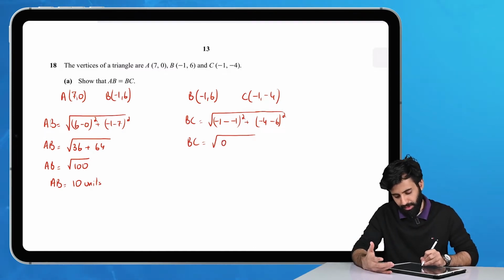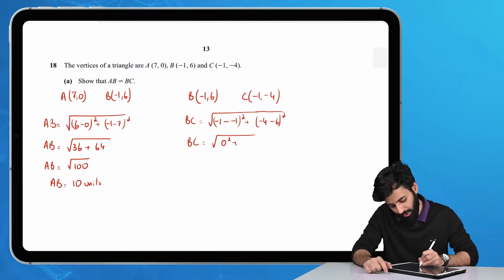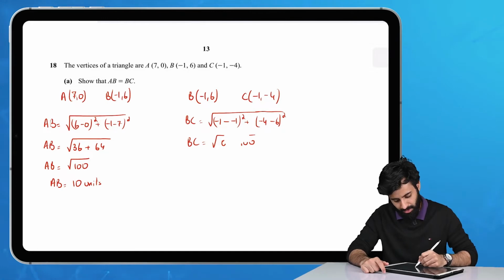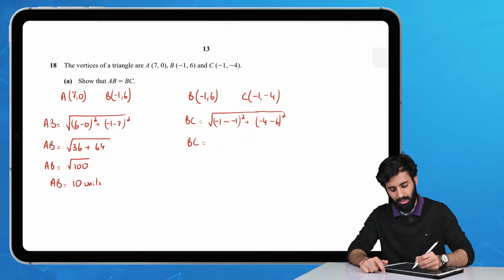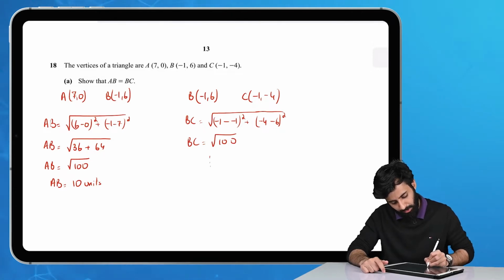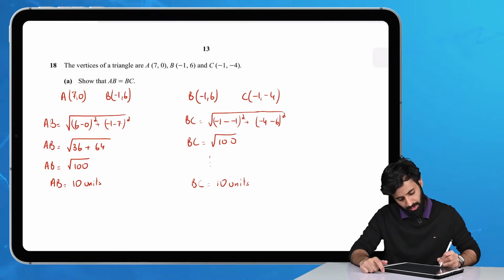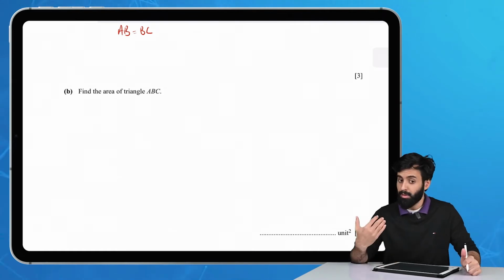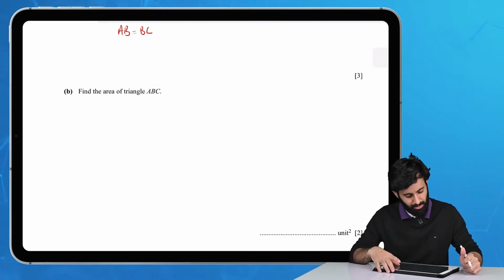In fact, no harm in writing it: 0 squared plus, -4 minus 6 is -10, and -10 squared is 100. So I'll just write the square root of 100, now that you know exactly what's happening inside the square root. The square root of 100 is equal to 10 units again. And there you go, AB is in fact equal to BC. That's the end of the first part, not the end of the question, because there's part B.